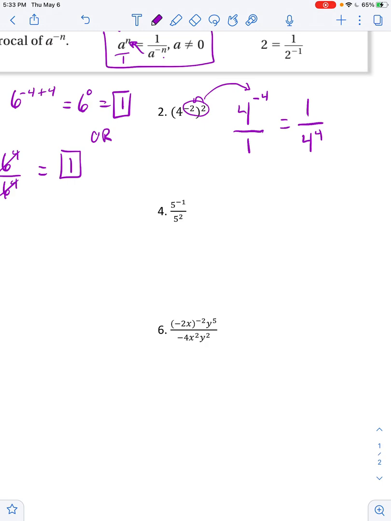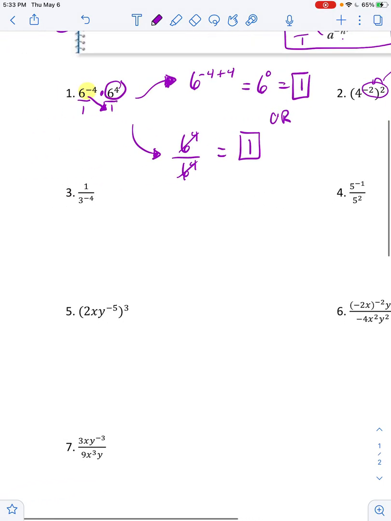Or you can just think this is on the top negative, so it has to move into the bottom to become positive. And in order to show that it's in the bottom, you need a top. So you put that 1 as a space saver. However you want to do it.